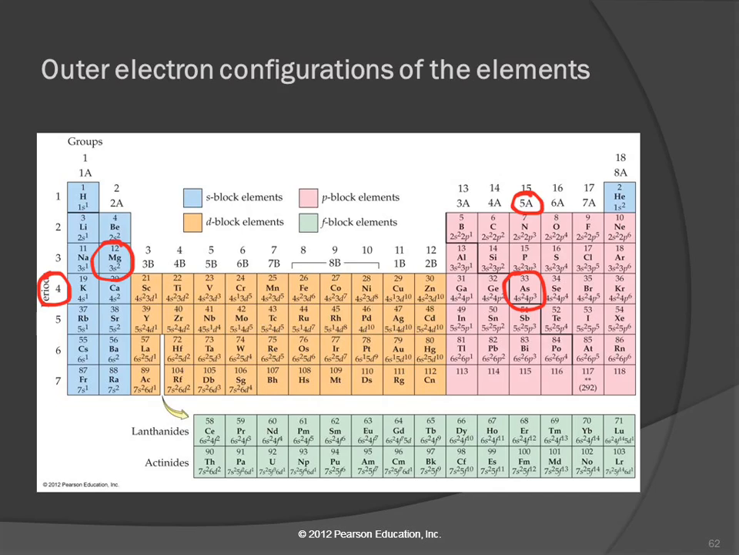Magnesium. Magnesium is in the 3rd row, the 3rd period. And it's in the S block, so its last term is 3s, and it's in the 2nd column over, it's 3s2.